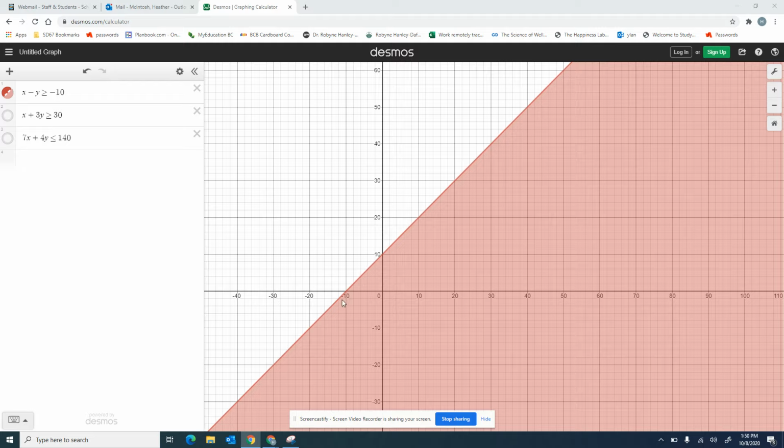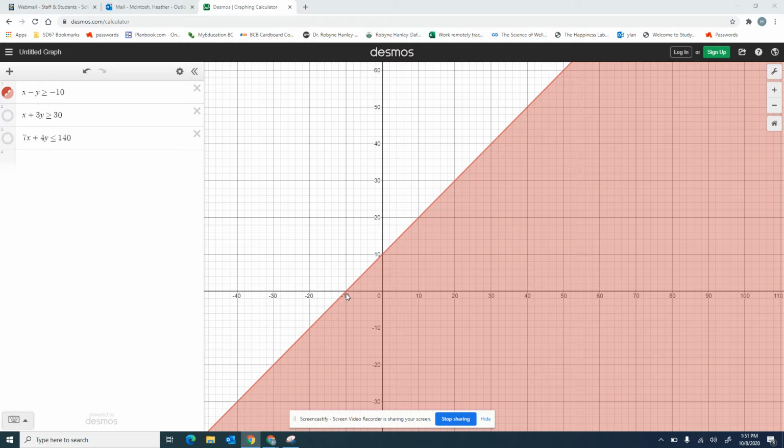So the x-intercept, where it crosses the x-axis, is actually negative 10, 0 instead of 10, 0. And your work looked good except for just that little minus sign was missing.